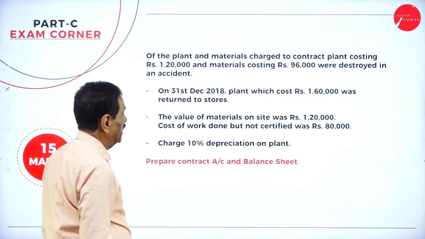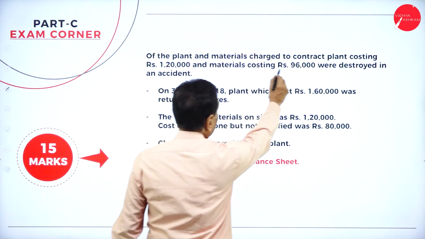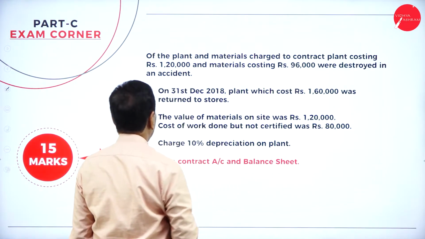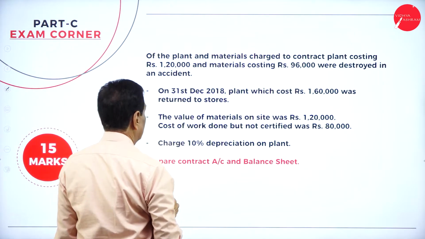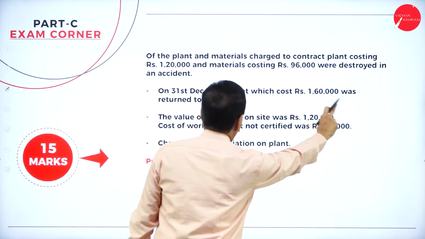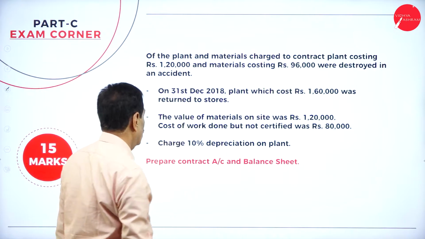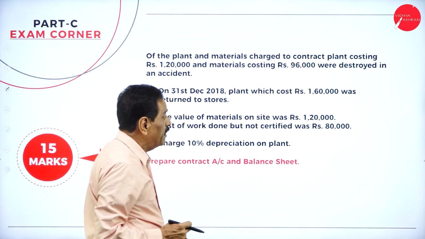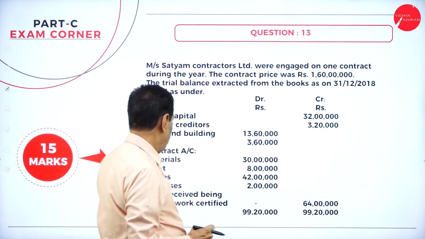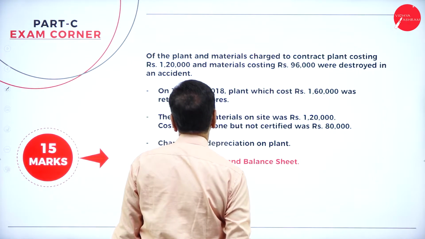You have to calculate that. Then, of the plant and material charged to contract, plant costing 1,20,000 and material costing 96,000 were destroyed in an accident. On 31st December, plant which cost 1,60,000 was returned to store. The value of material at site was 1,20,000, and work uncertified was 80,000. So first you have to calculate the working notes.